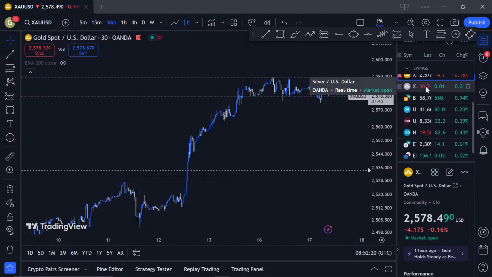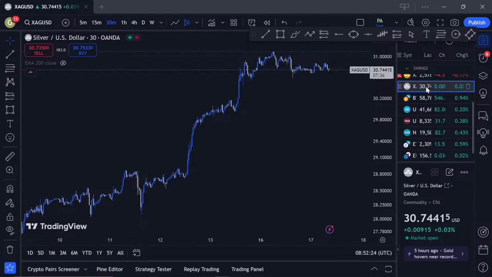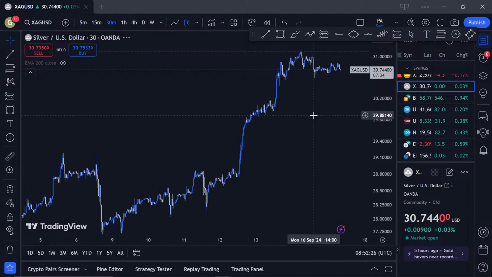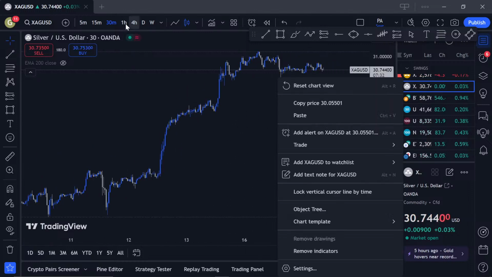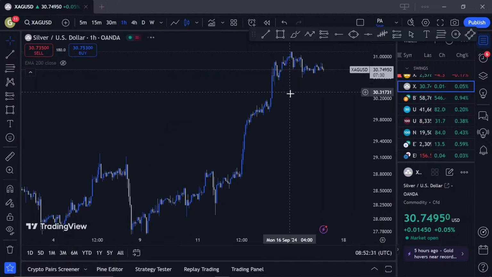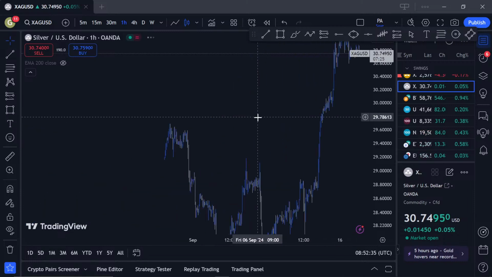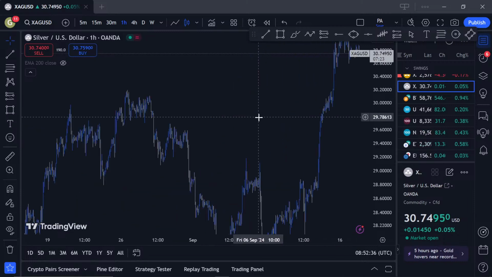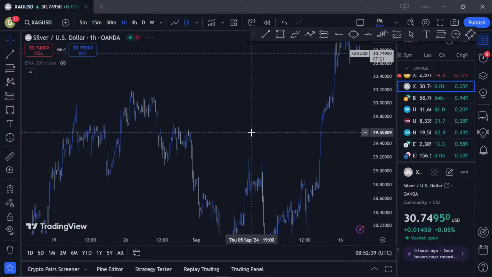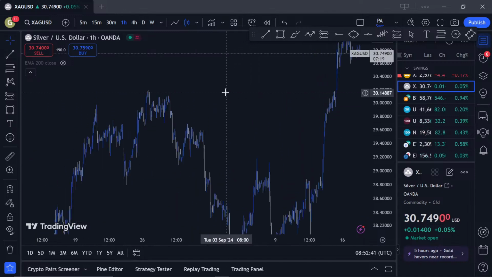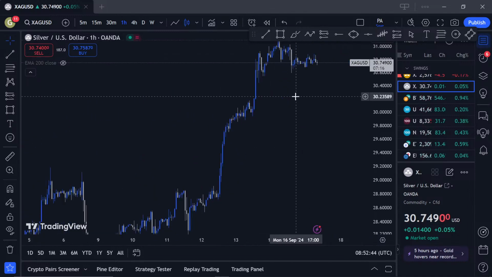So next up, I'm moving straight to silver. So I'll come over to the hourly time frame on silver as well. Now you can see that all the metals are currently at an all-time high. You can see right here, all metals are currently at an all-time high.